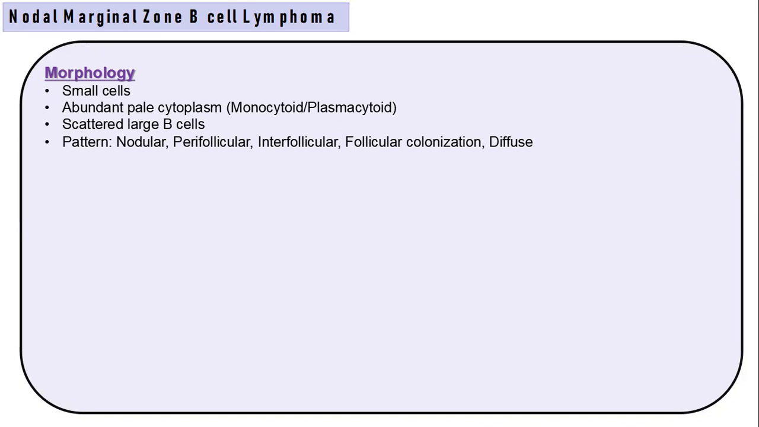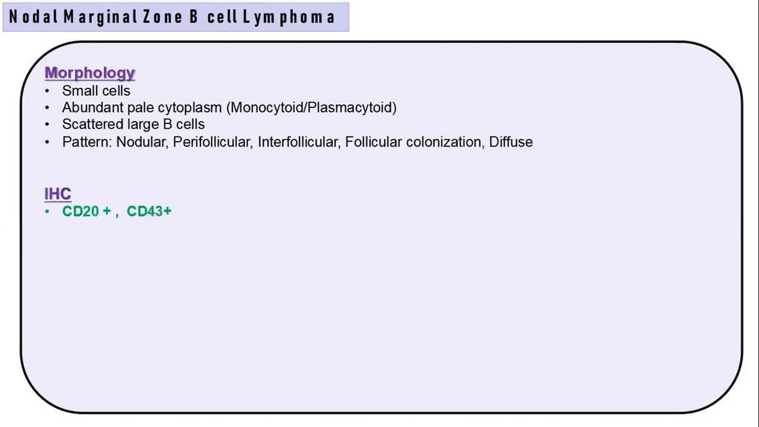Then there are scattered large B cells. The pattern of these cells can be nodular. They can involve the perifollicular area. They can be interspersed between the interfollicular area, or they can cause follicular colonization, a process that we know very well in mantle cell lymphoma, or the cells can be diffuse.